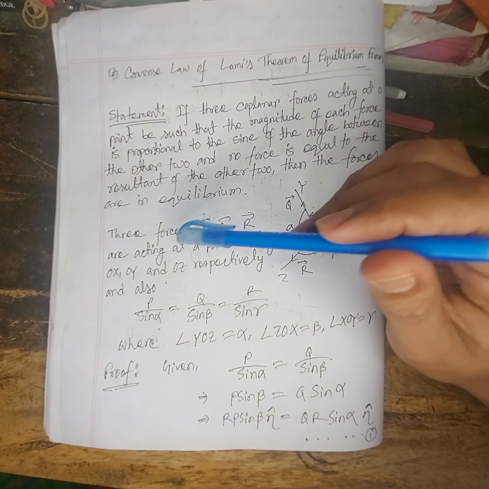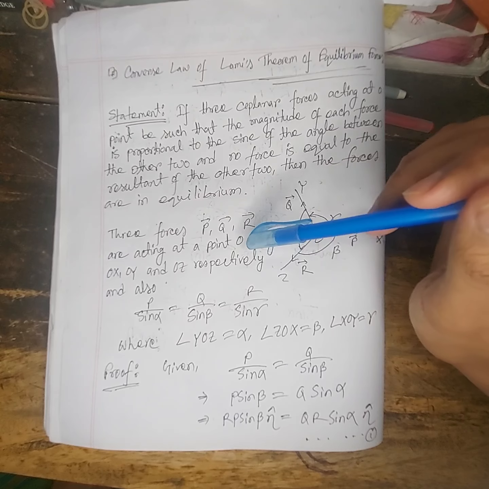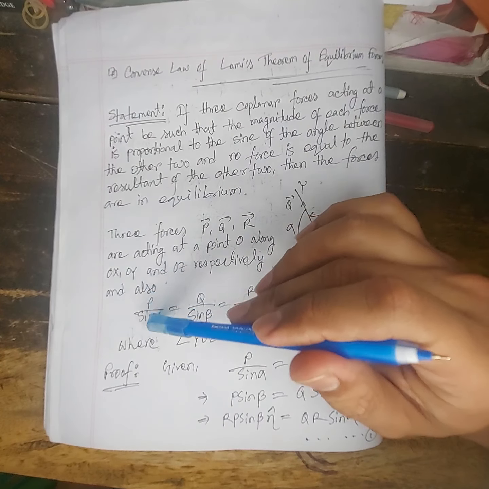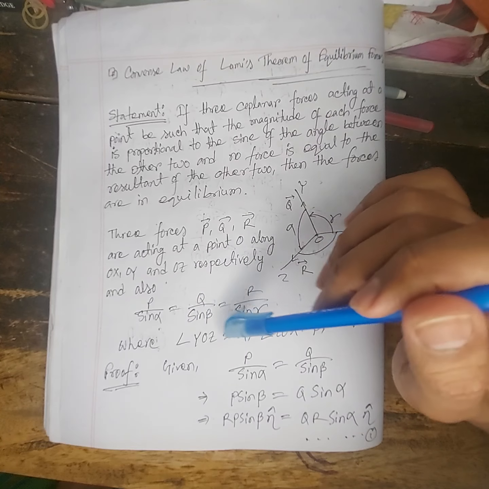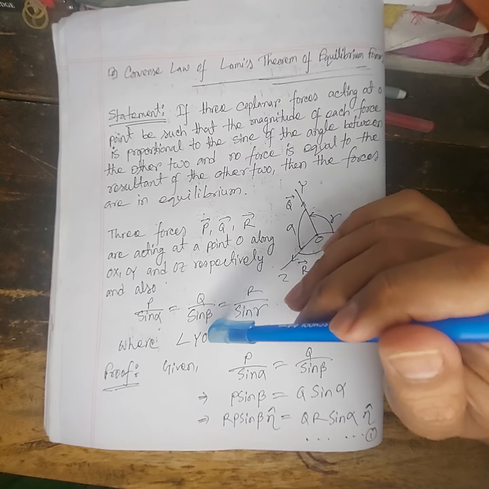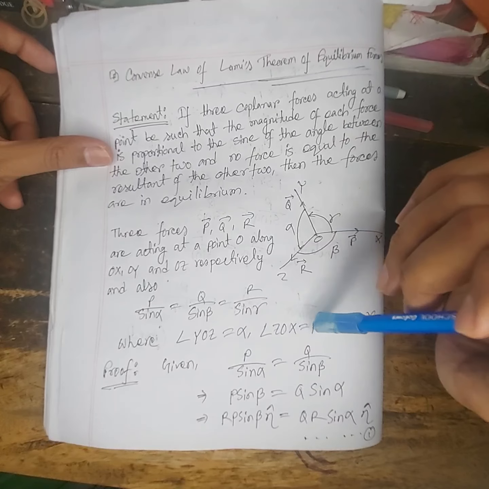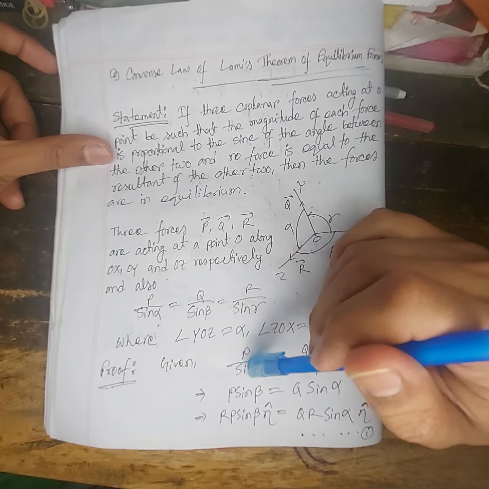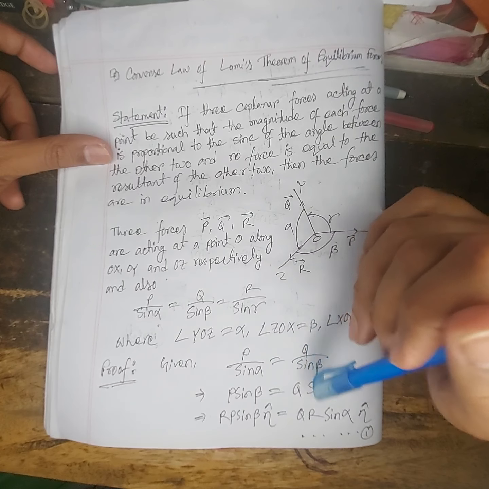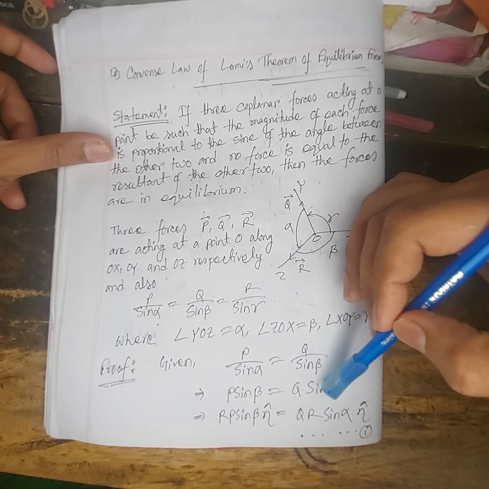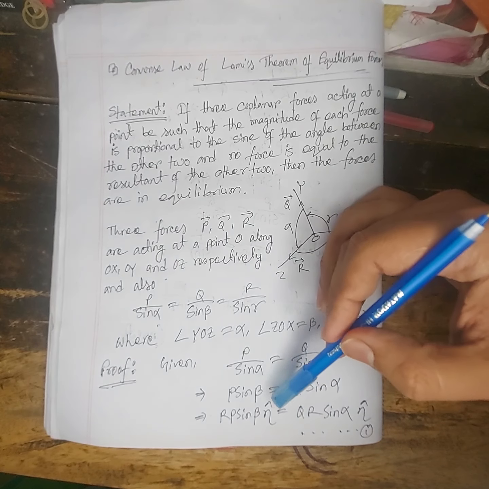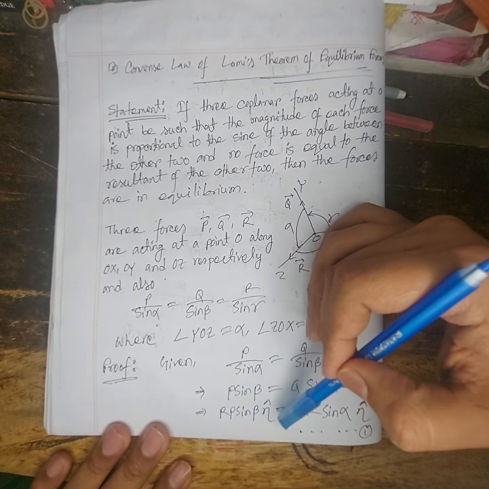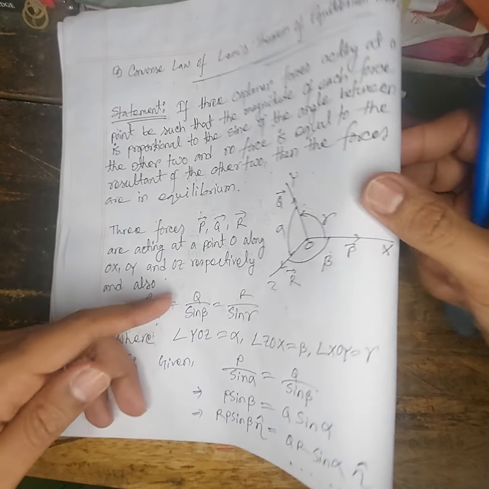That means P, Q, R are three forces acting at a point O along OX, OY, OZ respectively, and P by sine alpha, Q by sine beta and R by sine gamma are equal, where YOZ is equal to alpha, ZOX is equal to beta and XOY is equal to gamma. Given P by sine alpha and Q by sine beta are equal, so P sine beta and Q sine alpha are equal. We multiply R on both sides, so RP sine beta and QR sine alpha are equal.